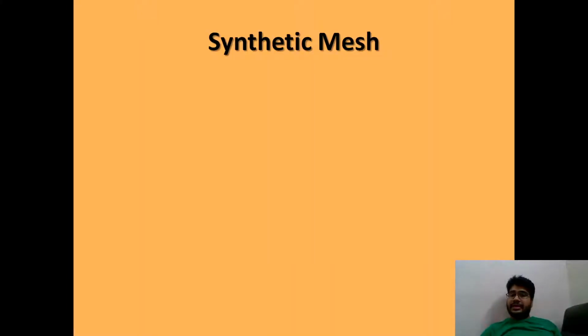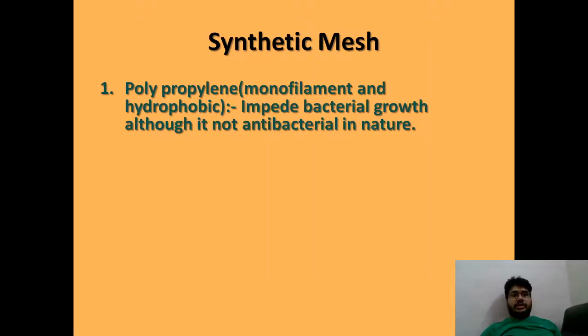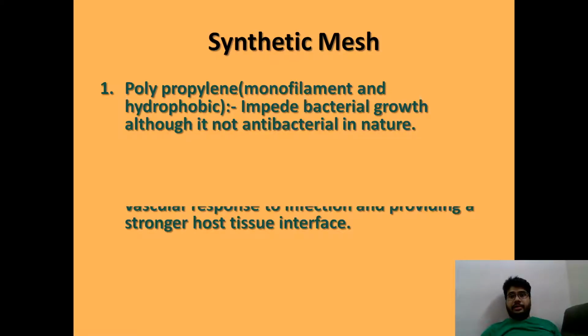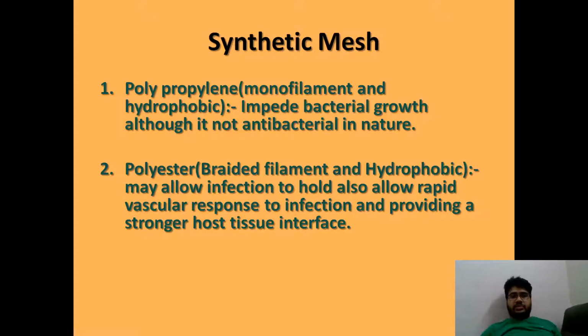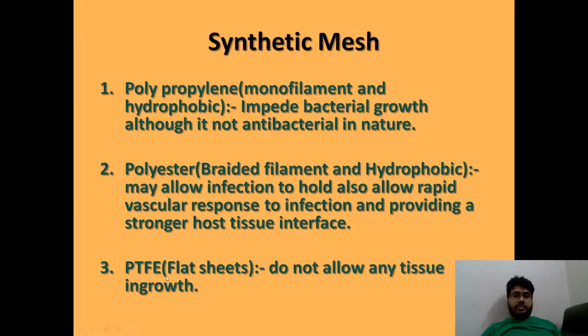Synthetic mesh. Example is polypropylene, which is monofilament and hydrophobic. Due to being monofilament, it impedes bacterial growth, although it is not antibacterial in nature. One more is polyester. What is this? Braided filament and hydrophobic. Again, both of them are hydrophobic, but this was monofilament and this is braided. So it may allow infection because it is braided to hold. It also allows rapid vascular response to infection and provides a stronger host tissue interface. One more example is PTFE. It is a flat sheet. It does not allow any tissue ingrowth.